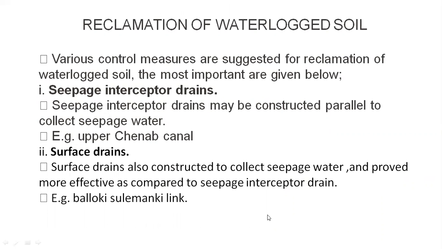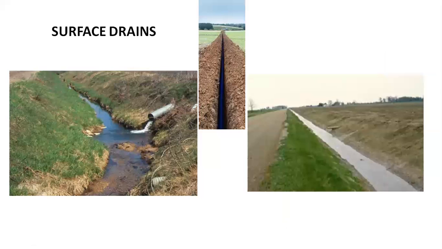Surface drains are also constructed to collect seepage water and proved more effective as compared to seepage interceptor drains. Suleiman Key link is shown here. This you can see over here. These are surface drains. They are also being constructed to reduce the amount of water or to reduce the level of water logging.